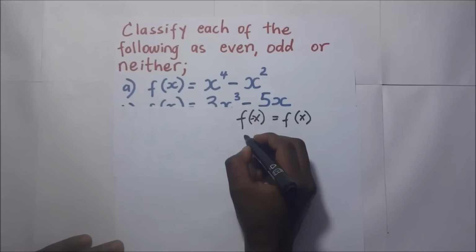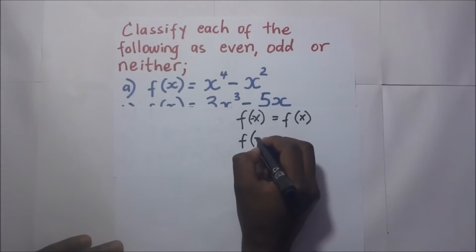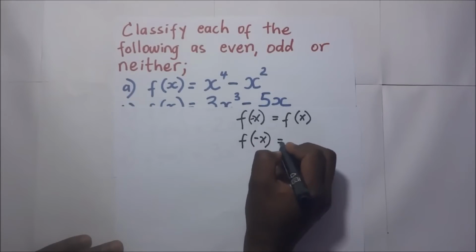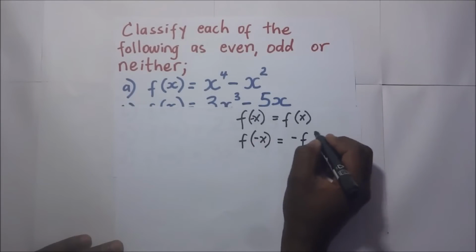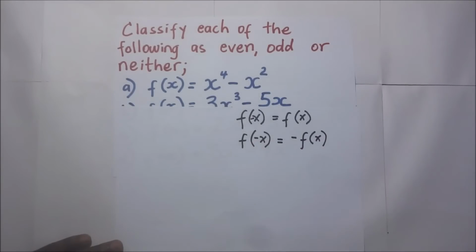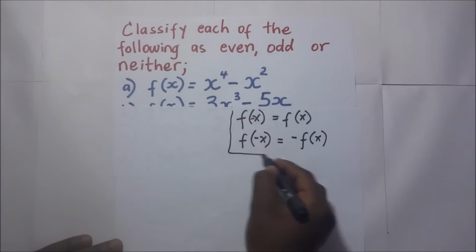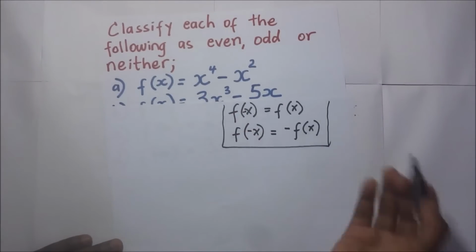When it is an odd function, when we plug in a negative there, it is supposed to return something like that, like we had seen earlier. Let's take note of this as we get started.